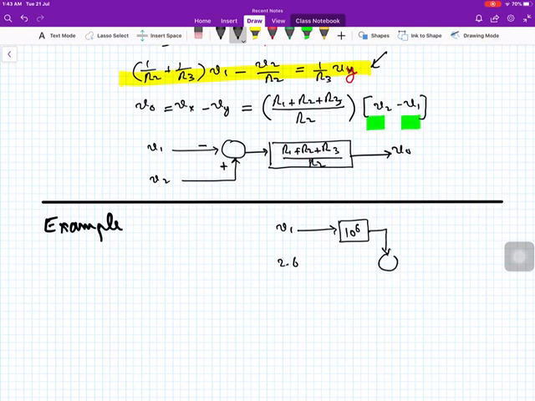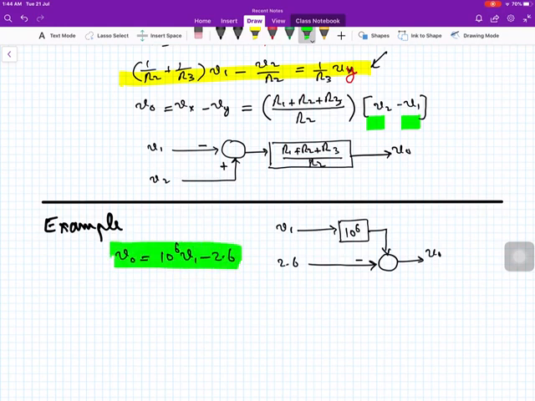This is again associated with the voltage V1, and this is, let me verify it, this is minus, and this is VO. Means we want to implement this operation. This is 10 raised to the power 6 times V1 minus 2.6. So how to implement this operation or this equation?